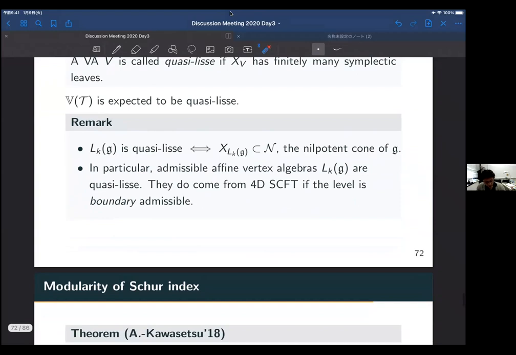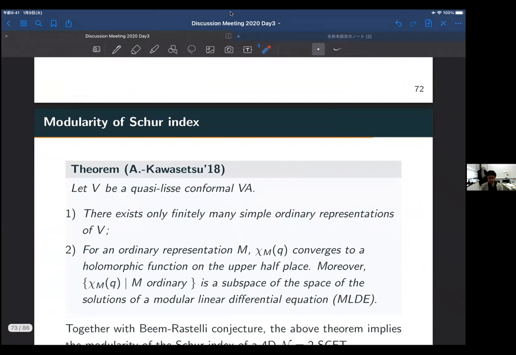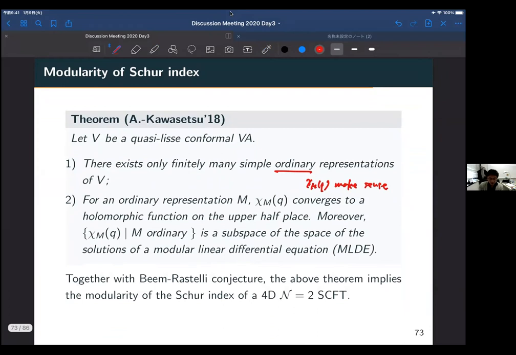And so we can say something about quasi-lisse vertex algebras. What we can say is that we can show that if V is quasi-lisse, there are only finitely many simple ordinary modules. Ordinary means that the character makes sense, so the homogeneous components are finite dimensional. And for such a representation, we have a modularity of the character.